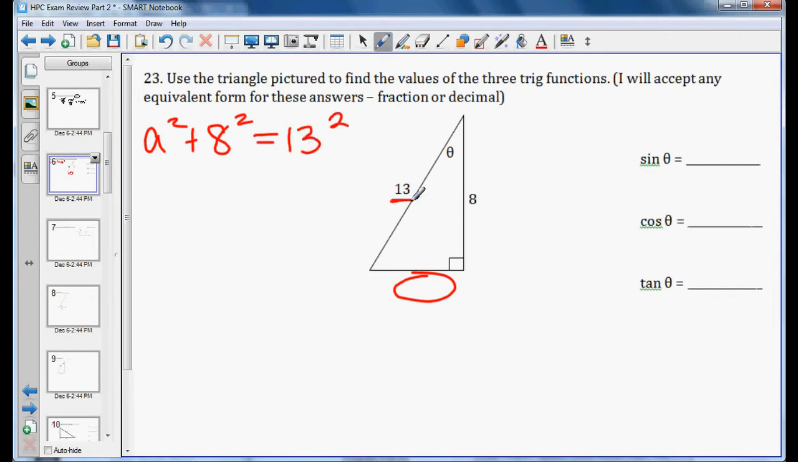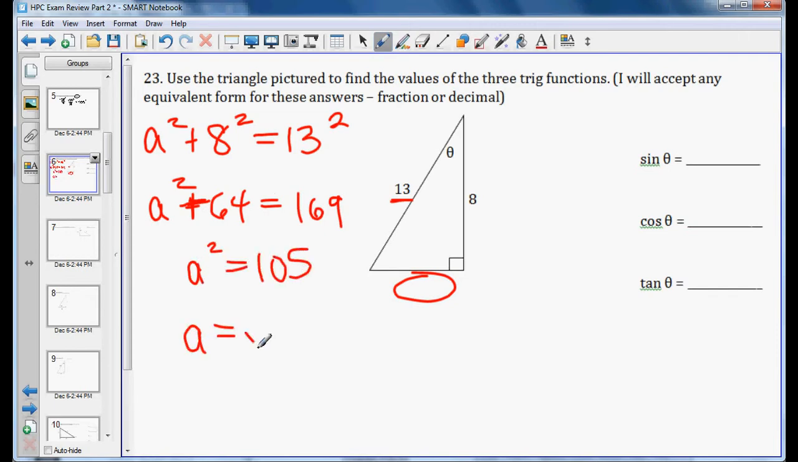So we'll solve that. A squared plus 64 equals 169. Then we'll subtract 64 from both sides, get 105, take the square root, and get the square root of 105. You can put the decimal, but I'd prefer you just leave it as the square root of 105.